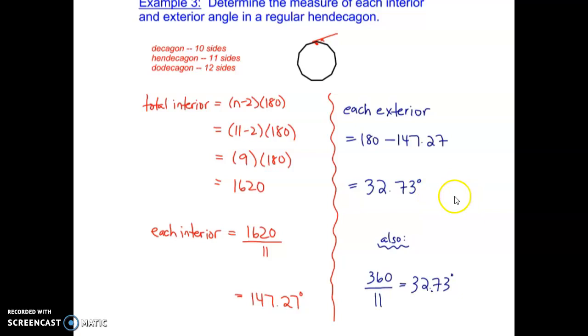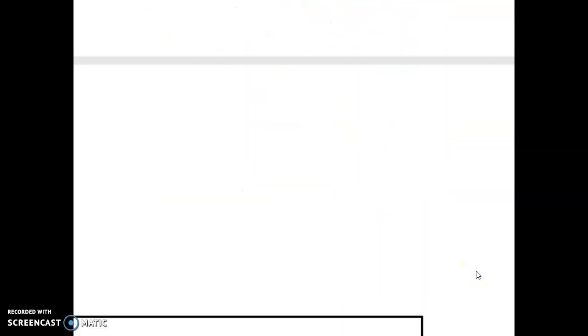An alternative way to solving this, remember what we learned earlier, if I add up all of my exteriors, they will always total 360 degrees. So if I take 360 and divide it by 11, I get the exact same answer, 32.73 degrees.